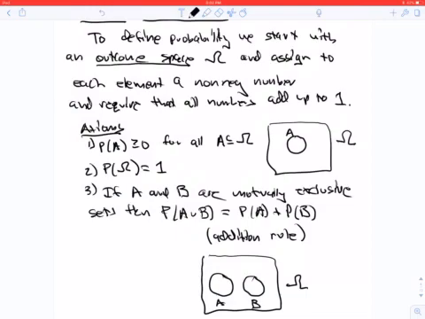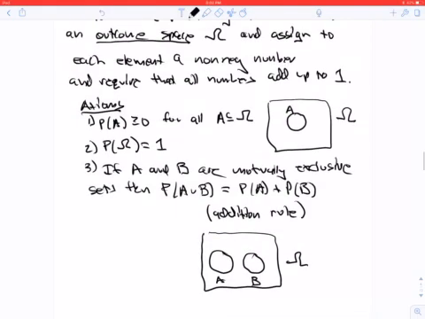And I'll just note the third one, which is called the addition rule, says that if A and B are mutually exclusive or disjoint sets, which means that they're not touching in this Venn diagram here, then the probability of the union is just the sum of the probabilities. You can just think of probability as an area in a Venn diagram of some event. So because the events aren't touching, they have no overlap, we can just add the areas.